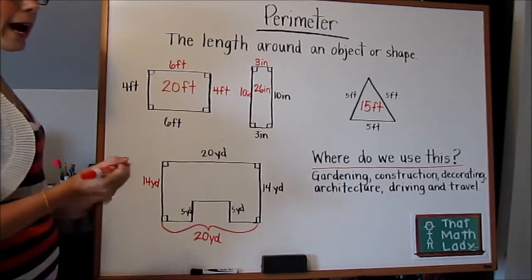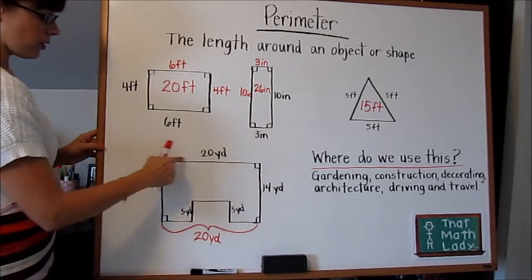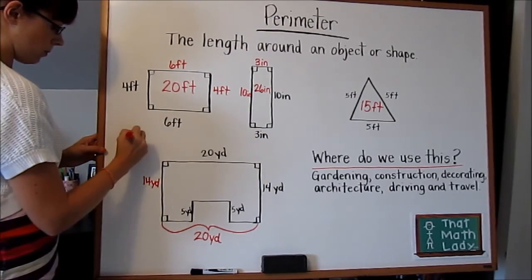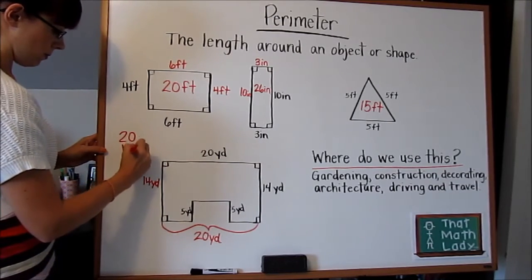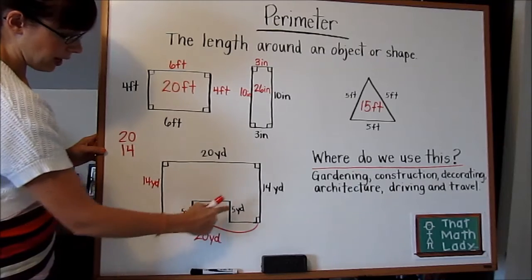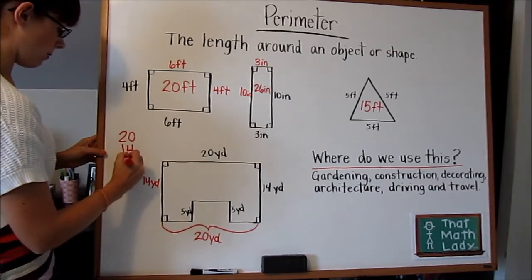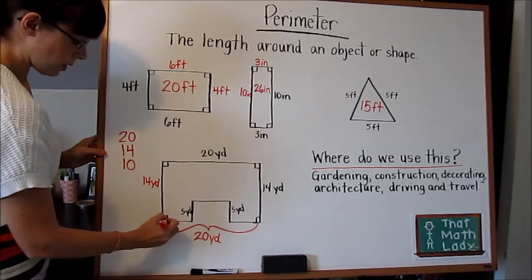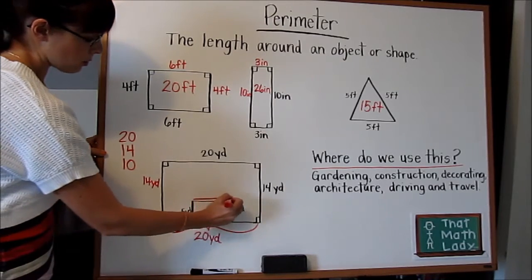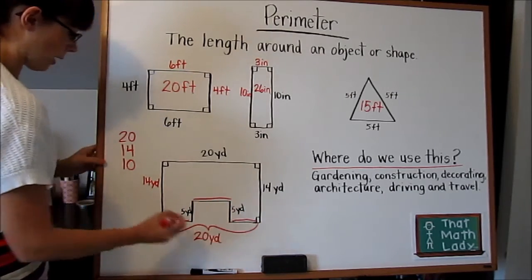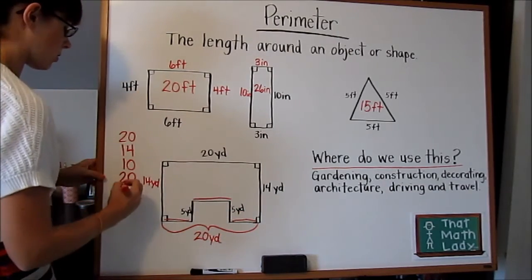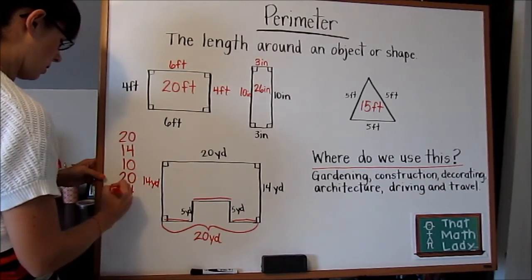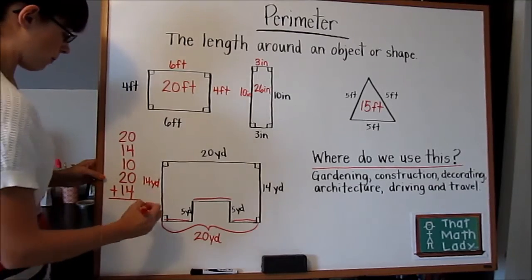And now I can go ahead and add my sides. So I have this 20 right here, and this 14. I have this 5 and this 5, which equals 10. These 3 lengths right here all equal 20 as well. And my last side over here is 14. And I'm going to add them together.